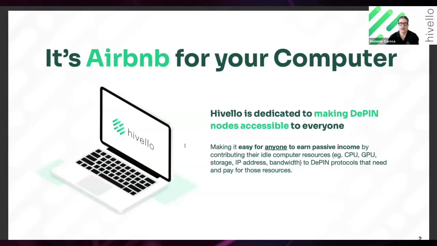The way that we position Havelo is like Airbnb for your computer, allowing anyone to share their computer resources and get paid for it. Havelo is an aggregator, and as of today, we've aggregated 11 different DPINs onto our platform. DPINs that will use your CPU, your GPU, and when I say a GPU, I mean your graphics card, particularly if you've got an NVIDIA graphics card, your storage, your IP, your bandwidth. So these are the different resources that your computer is basically being shared out on.